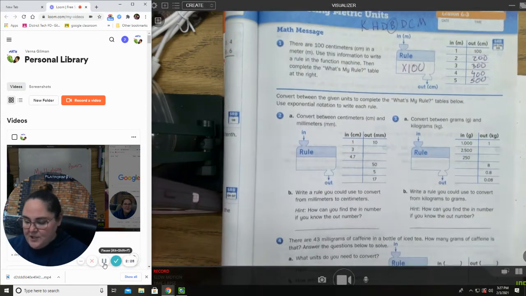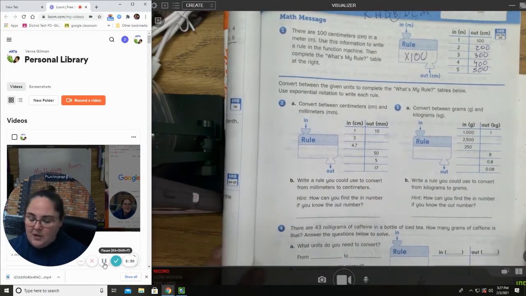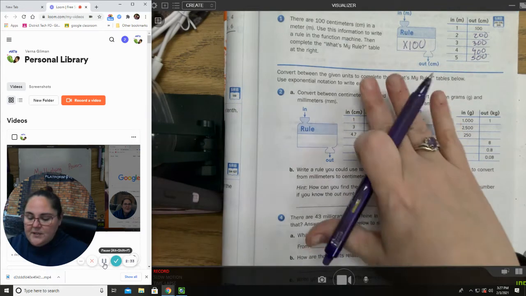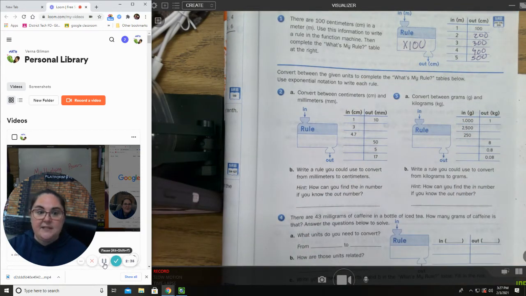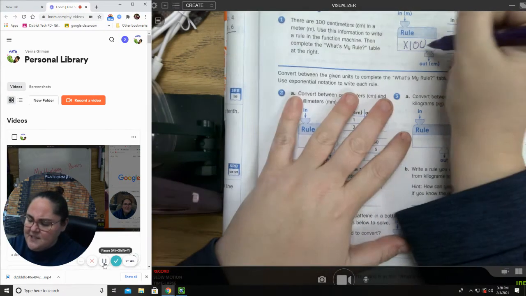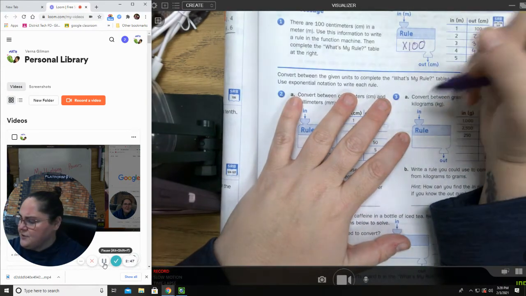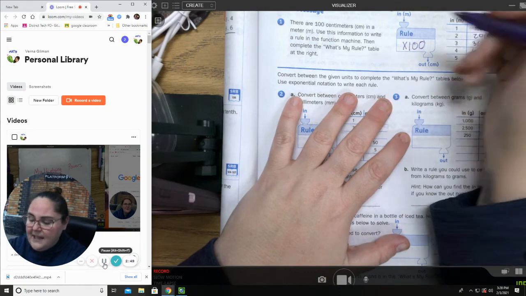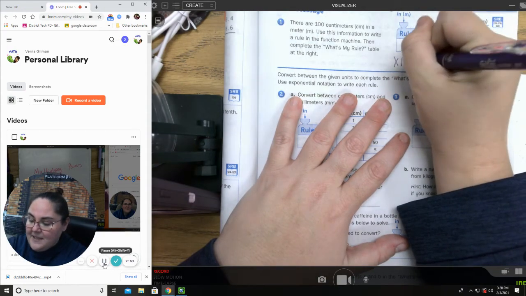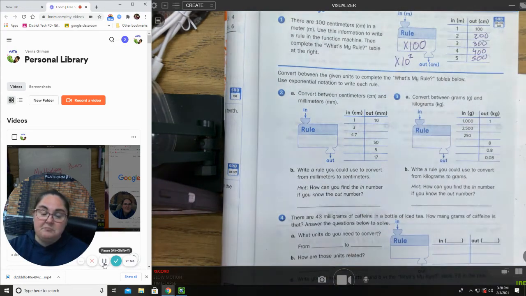So this again is on page 201 in your Everyday Math Workbook, Volume 2. We're going to start by converting between the given units. So we're going to do the what's my rule table using exponential notation to write each rule. So let's revisit this one up here, because if I'm multiplying by 100, technically I could say I'm multiplying by 10 to the second, because that's how you write 100 in exponential form, right?